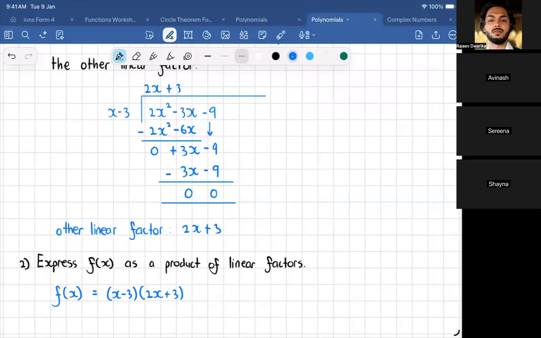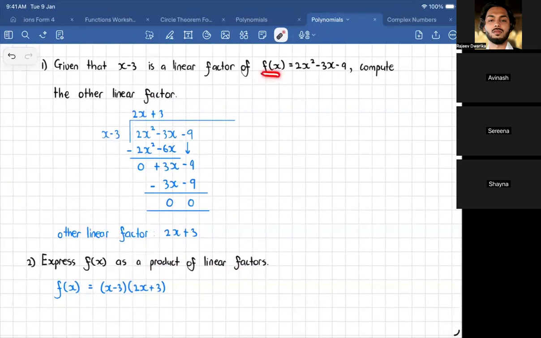Did that confuse you, or do you understand what I was saying? Okay, so they said a product of linear factors. So we want to write f of x, and f of x is the dividend, 2x squared minus 3x minus 9. And then if we want to get back that, we could say that is x minus 3 by 2x plus 3. Yes, sir. Great. So Serena, did you get it correct? Yes, sir, I did. Okay, excellent job.